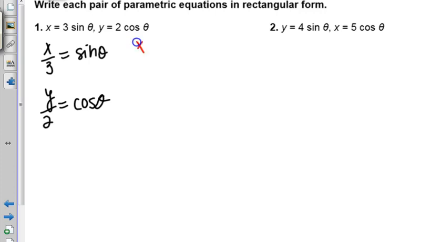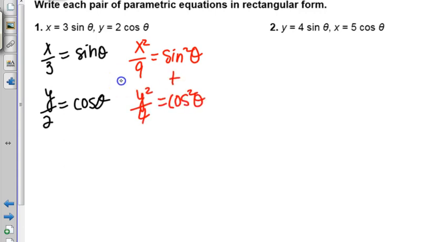So it will become x squared over 9 equals sine squared. And this one will be y squared over 4 equals cosine squared. And then if I add the left sides and right sides, I get what? X squared over 9 plus y squared over 4 equals cosine squared plus sine squared, which is 1. Can you try this one?